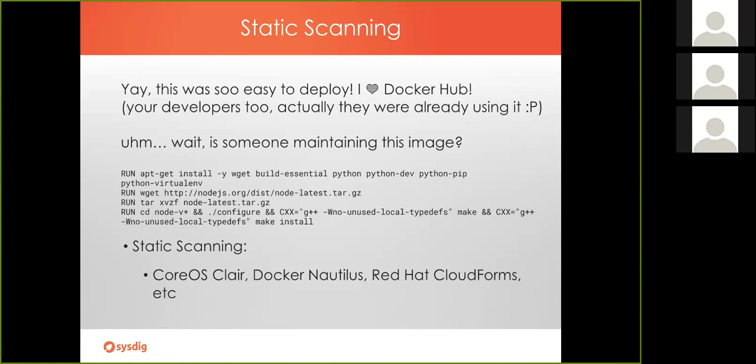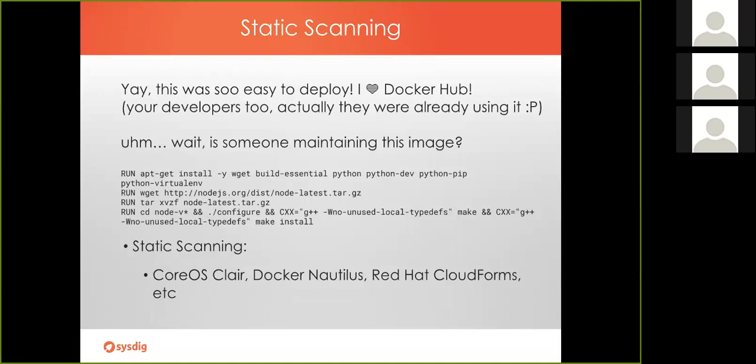So let's think of this scenario. You want to deploy a new service, you go to Docker Hub, you download the images, and you say, yay, this was so easy to deploy, I really love Docker Hub. And then you realize that your developers really love it too, and they are already using it for deploying services, at least in development. Then you see how Docker images are built in Docker Hub, and you see that they are downloading software without any kind of HTTPS, no signature checking, no inventory to trace the versions of the software you run. It's a complete mess.